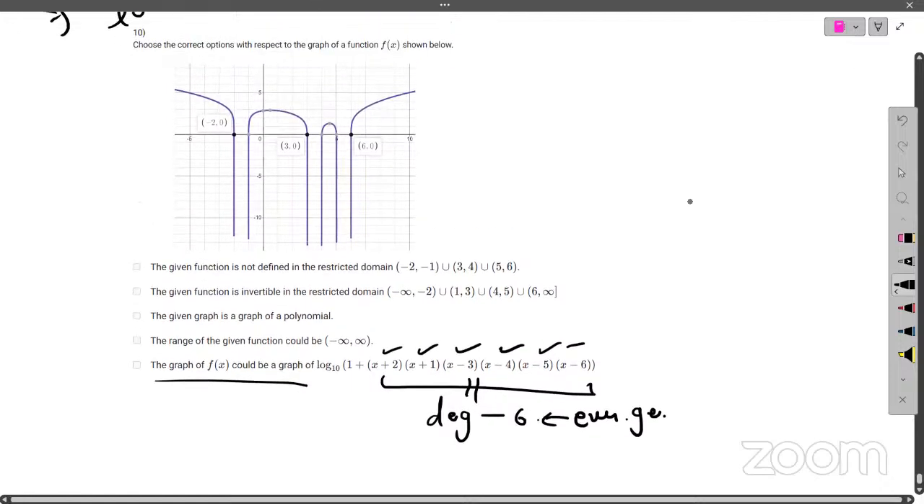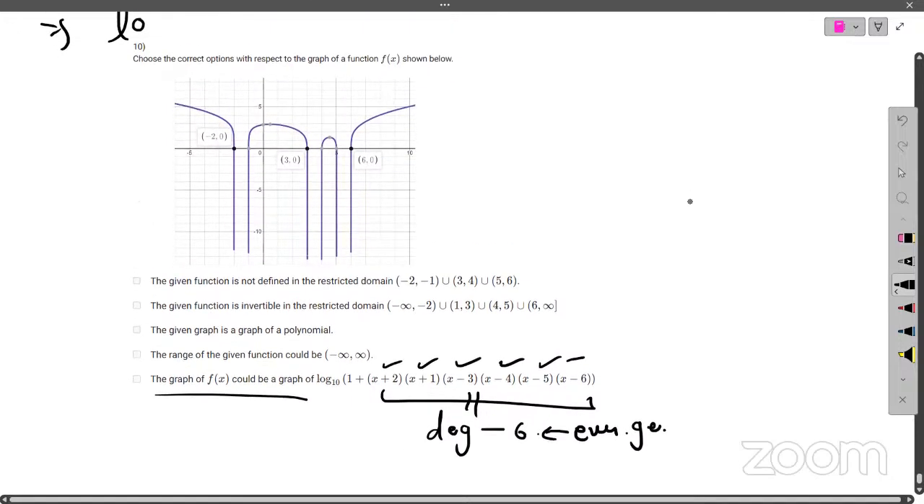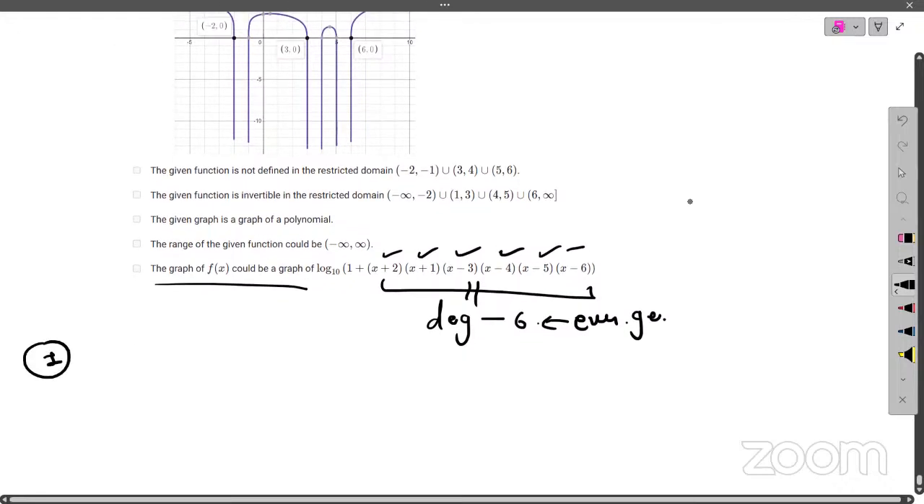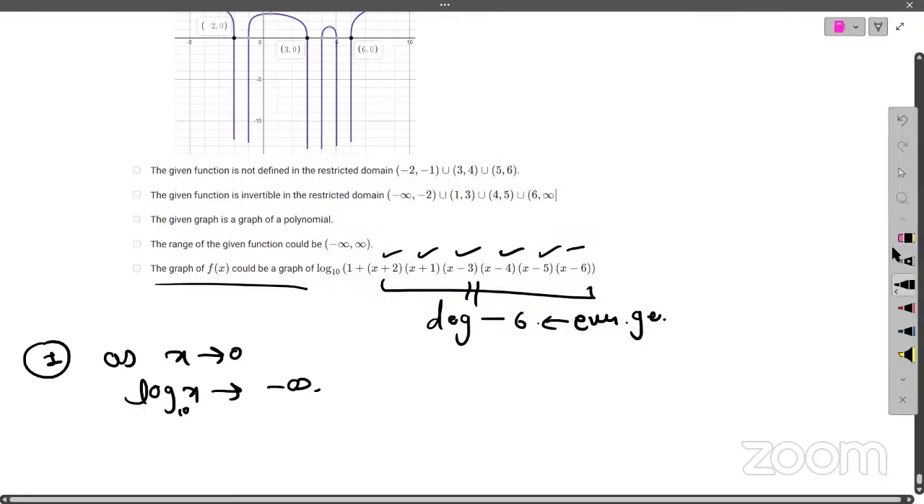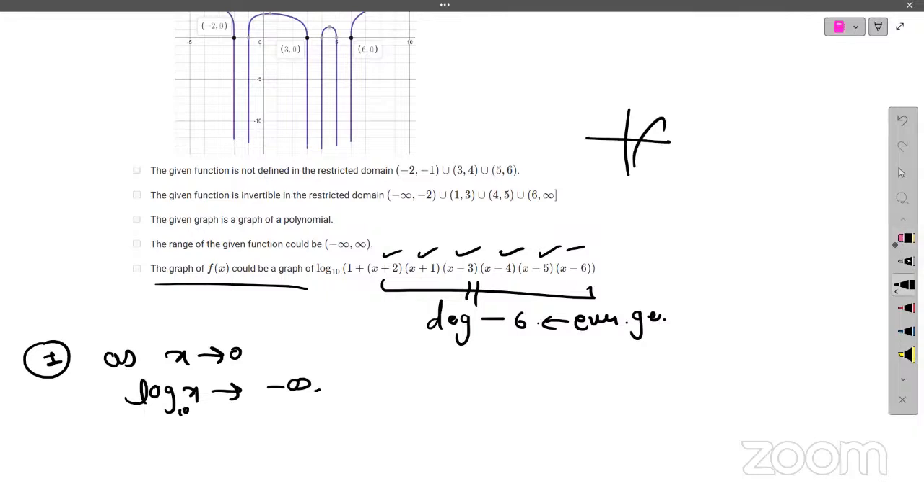Okay, so what you have to do here is observe something. The first thing is we know that as x goes to 0, the log of x function goes to minus infinity, since our base is 10 here. Because this is the graph of log, as x goes to 0, the graph of log goes to minus infinity.